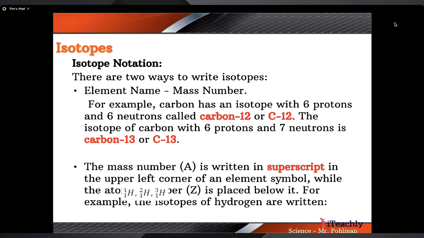So I gave you the example chlorine, so I'd put down chlorine, and then we had chlorine 37. Or if you have carbon, one of the isotopes of carbon is carbon 12. Well, you don't always have to write out the full name. What you can do is just write down the symbol. So right here for chlorine, I could put chlorine 35.